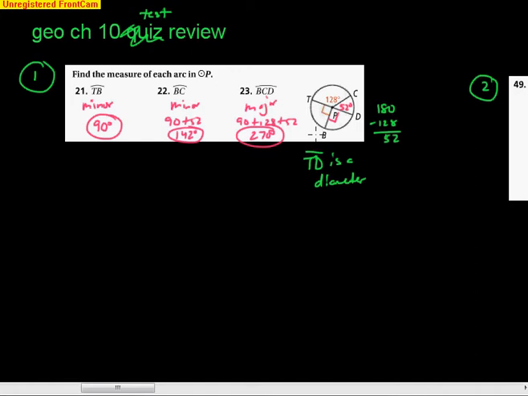Remember, a semicircle is named with 3 letters. So in this case, a semicircle would be arc TCD. So arc TCD, this arc right here, is a semicircle. Okay?